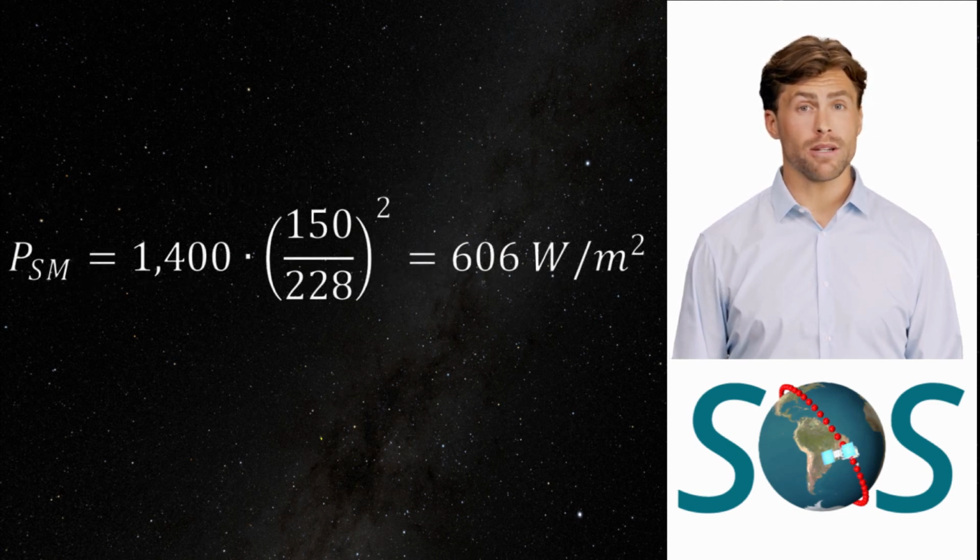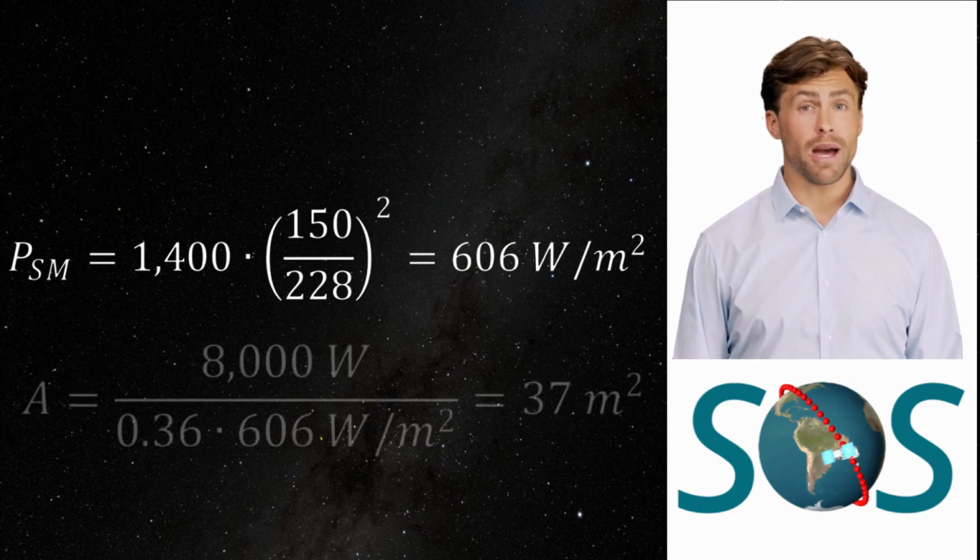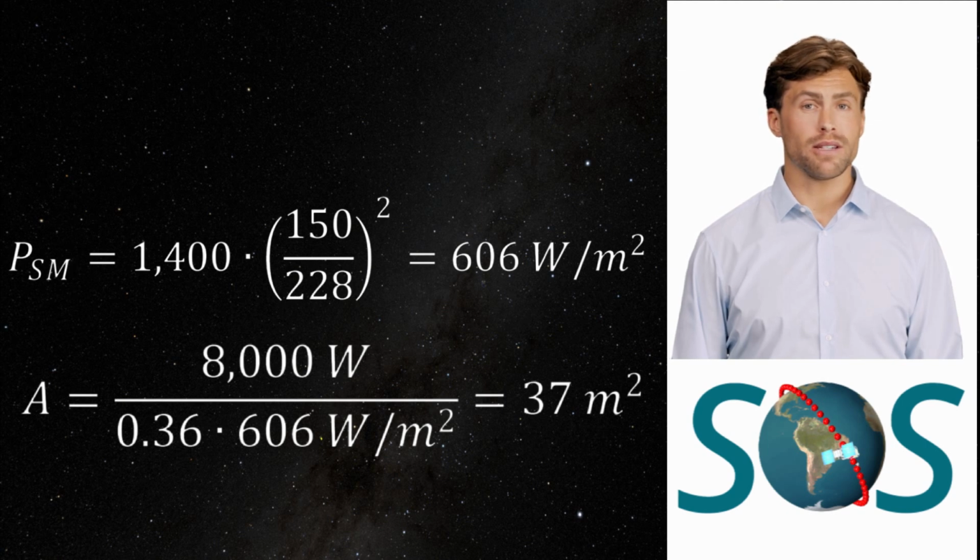Earth's solar orbit is about 150 million kilometers, and Mars' solar orbit is about 228 million kilometers. Therefore, the power density of solar radiation at Mars is given by the equation I now show. Since you need 8 kilowatts of power and the solar panel efficiency is 36%, the total area of solar panels required is given by the next equation that I show. You'll need a solar array with 37 square meters of area.